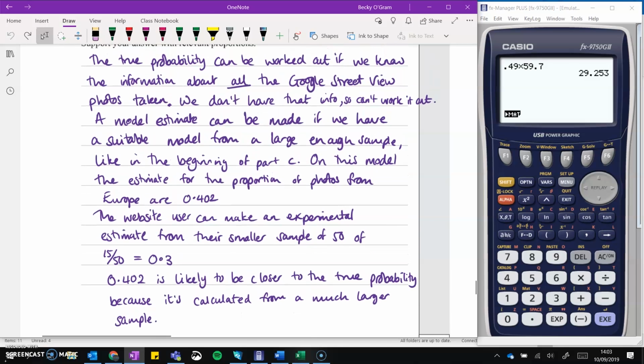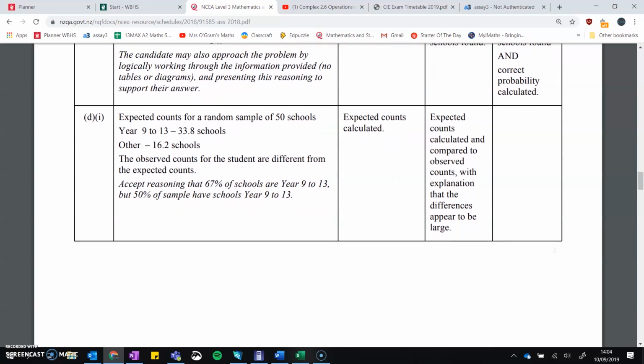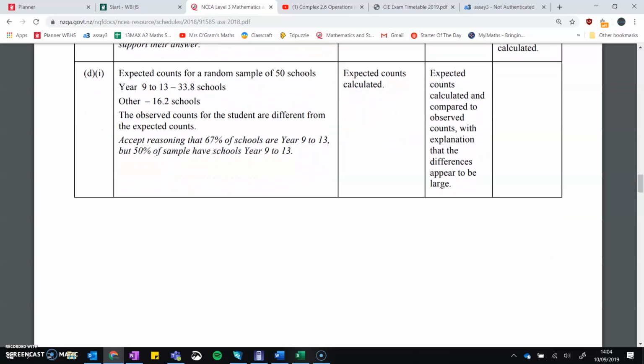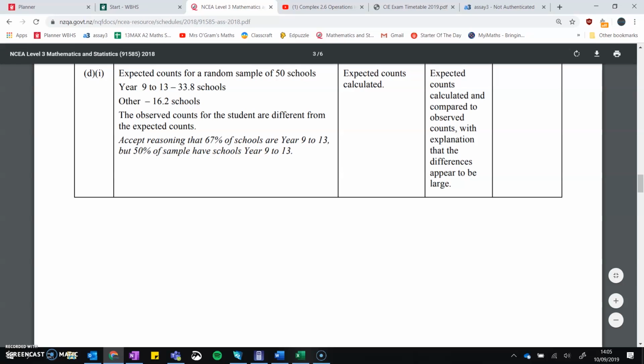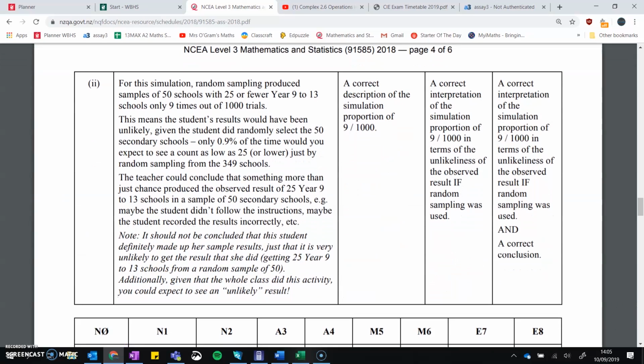I forgot to show you the mark scheme for the last set of questions that I was going through. So here is question 2 part D. That expected count for the random sample of 50 schools and the comparison of 67 with 50%, with either a U mark or a merit mark. And then on to the last part there, which was the discussion of the simulation that the teacher used to see just how likely it was that they would get a 50-50 split.